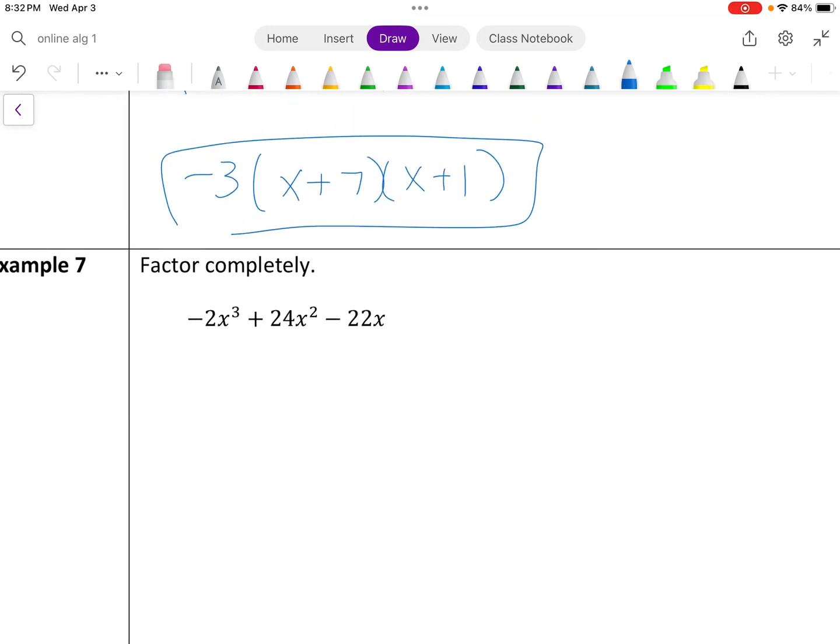There we go. That's our answer. Okay, one more. Negative 2x cubed plus 24x squared minus 22x. A lot of stuff going on here. That first term's negative. I can't have that. Going to factor a negative out. 2 goes into all of these. And they all have an extra x.